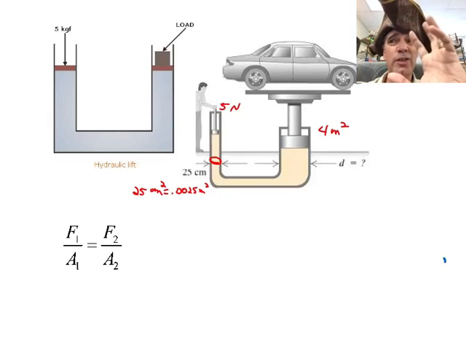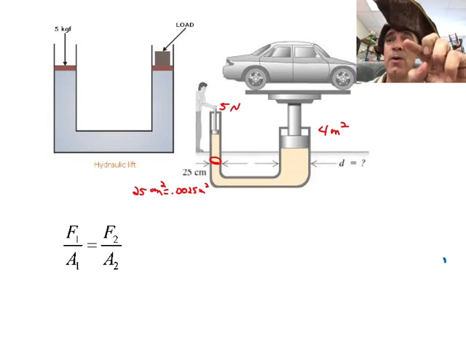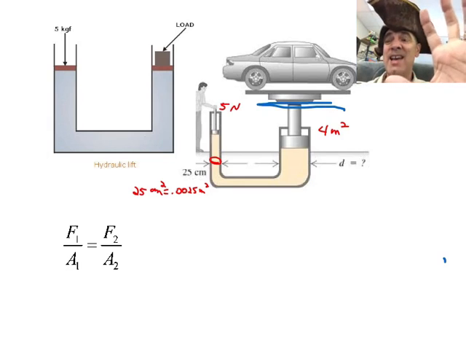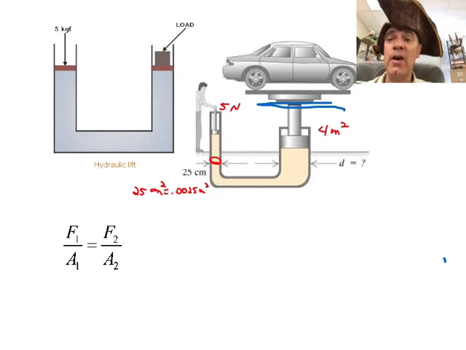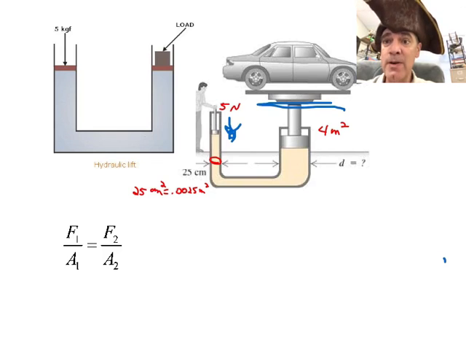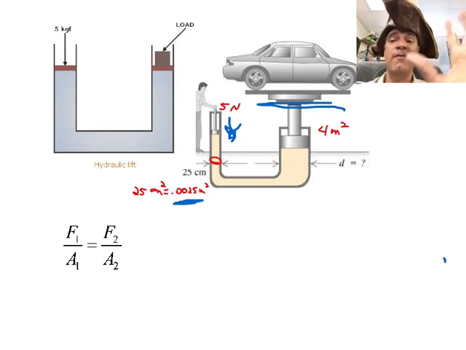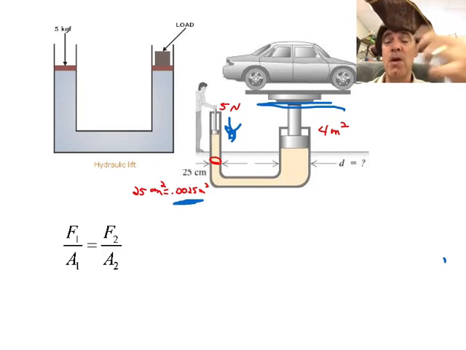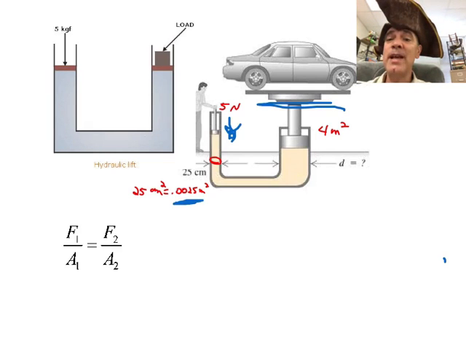If you ever gone in to get your oil changed, you notice they have this big old machine that will lift up your car. And they use hydraulics to do that. What they do is they have a really small tube over here, and they put a small force down on it, 5 newtons, and it's on a really small area, 25 centimeters squared, which is 0.0025 meters squared. And because force over area equals force over area, that small force on a small area, if we make a big area over here, it gives us a big force.